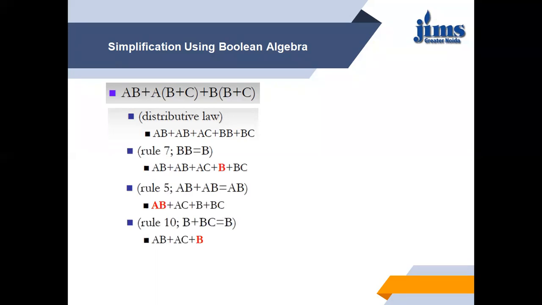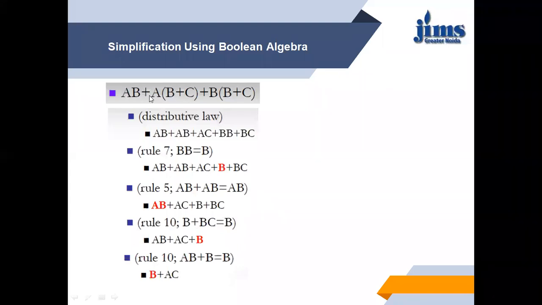With rule number 10, we have B plus BC equals B. Here I can take B common from the last two terms. B is common, so it becomes B(1 plus C), and 1 plus C is 1. So it comes to B and 1, and B and 1 is B. So B plus BC equals B. Now again we'll look at whether we can solve this further. Yes, with rule number 10, AB plus B: if I take B common, it becomes B(A or 1), and A or 1 is 1, and B and 1 is B. So this total term is reduced.